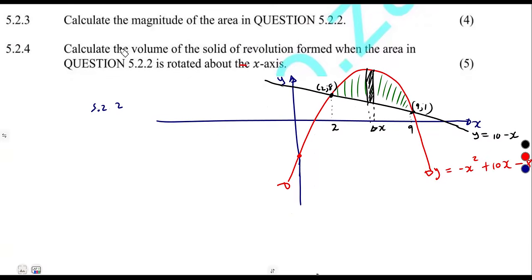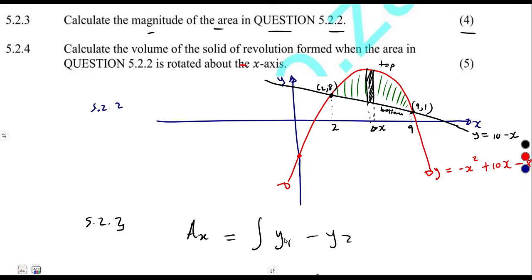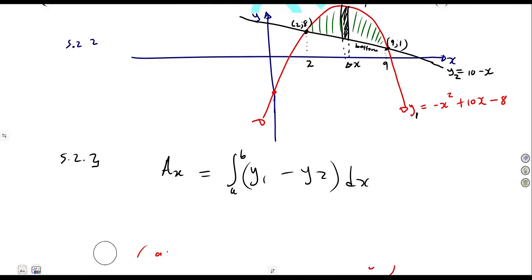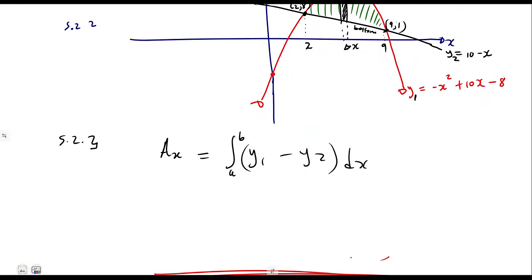Then 5.2.3, calculate the magnitude of area, 4 marks. The magnitude of area with respect to x from the strip that you are given: we're going to take the graph that is on top minus the one that is on the bottom, since there are 2 of them. So that's the integral of y1 minus y2, top minus bottom, from a to b. The top graph is this one, so that's y1. The one below is the linear function, so that's y2. You're simply going to subtract and integrate that.